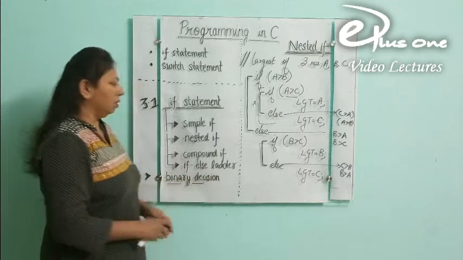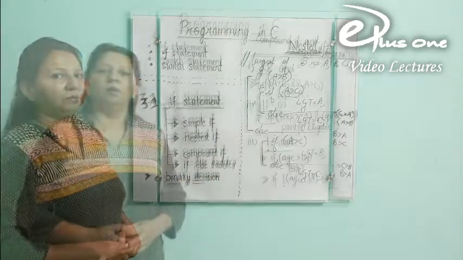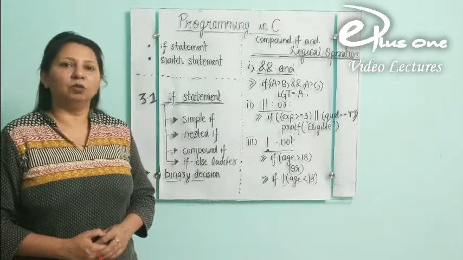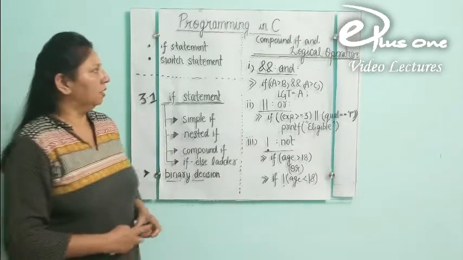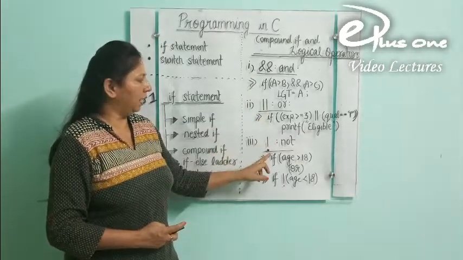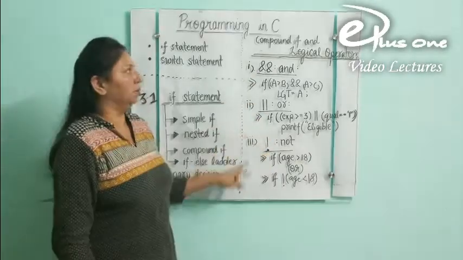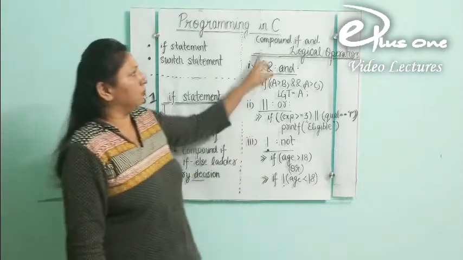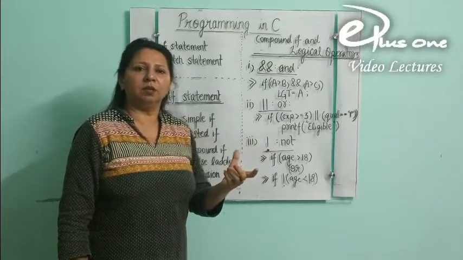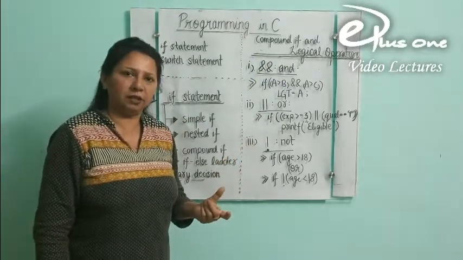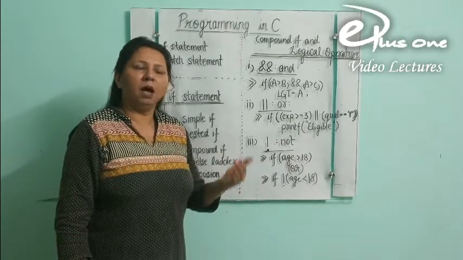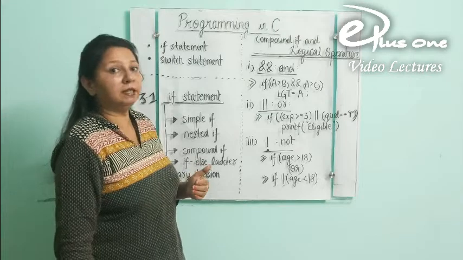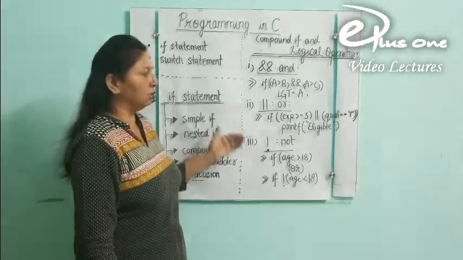Next, we are moving on to compound if. When we talk about compound if statement, it is very important for us to first know about the three logical operators. They are AND, OR, and NOT, because without them, we cannot write any compound if statement. Again, a compound if statement means that in one particular statement, you have two or more conditions to be checked, just like nested if. But how is it going to be different from nested if? Let's see that. But before that, let's see the three operators that we are going to use in this compound if.